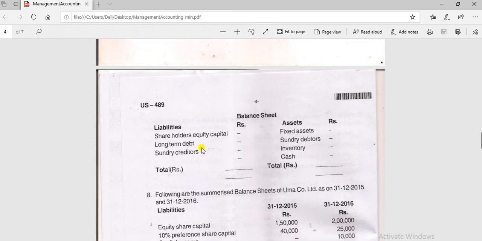The balance sheet format is given in this. On the liabilities side at the left hand side: shareholder capital, long-term debt, sundry creditors. On the asset side: fixed assets, sundry debtors, inventory and cash. This is the format and only this many items have to be specified in the balance sheet. Okay, so this is about the question. Next we should move on to the solution.